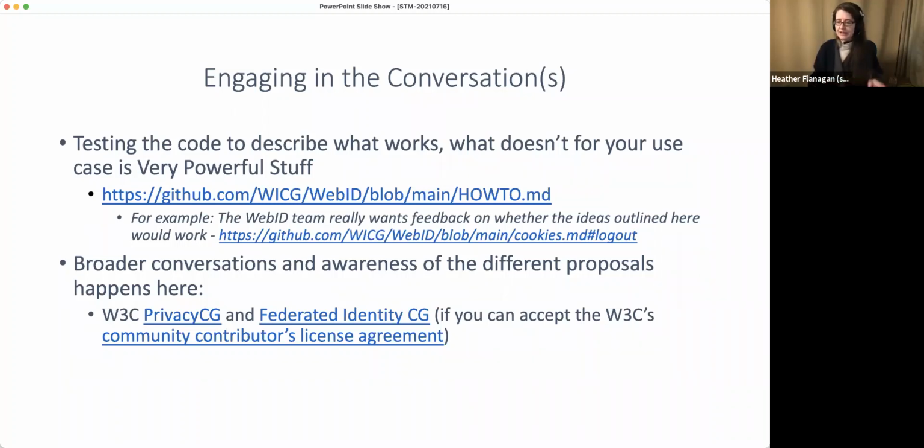It's not all about writing code, mind you. There's also just general principles discussed there. So something to think about.